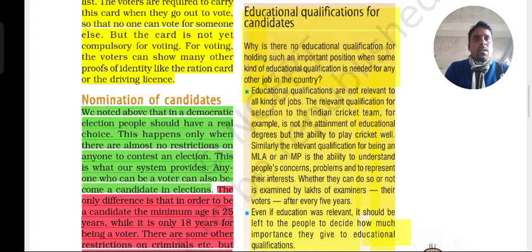Okay, this is what our system provides. Anyone who can be a voter can also become a candidate in an election.